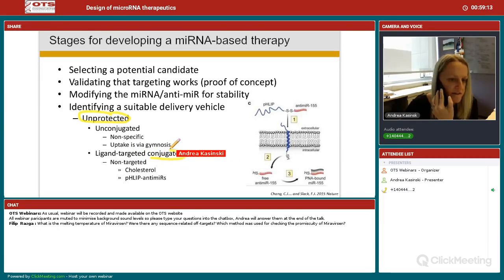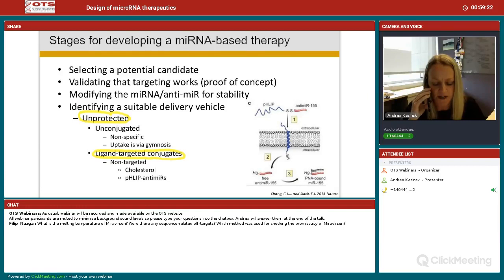Some of the more common ones that get towards more targeted approaches entail targeting these to some sort of ligand. And so there's ones that are considered non-targeting, for example, cholesterol, and that's going to be used for delivery to the liver. So in some ways it may be slightly targeted, but not as specific as some of the other targeting moieties that we'll discuss here in a few minutes.